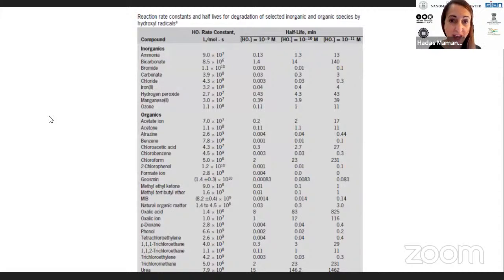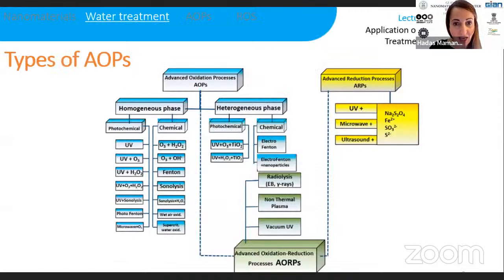And if we look at the different rate constants, it's a long table, I will not go over it. But there are numbers for the rate constants of hydroxyl radicals with different compounds. We'll stop at this slide and then we'll have a short break.